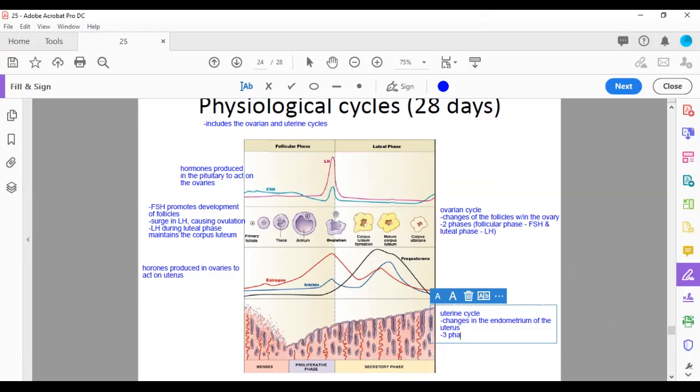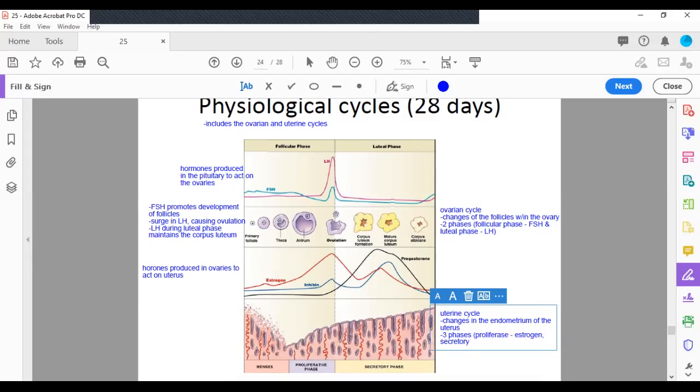And there are three phases, which is going to be proliferative, which is governed by estrogen, secretory, which is governed by progesterone, and menses, which is governed by none.